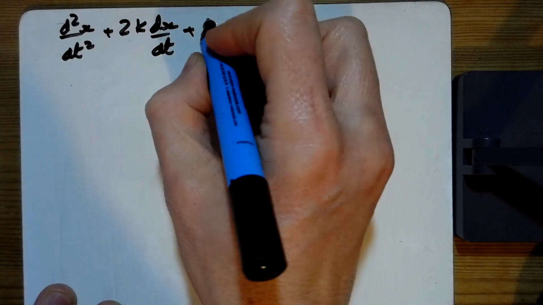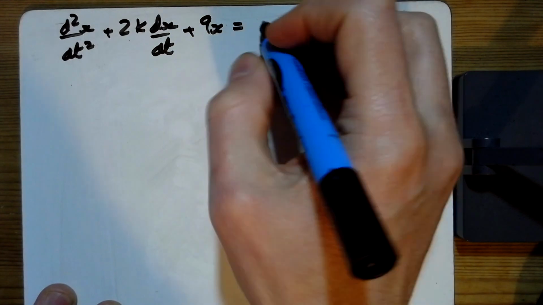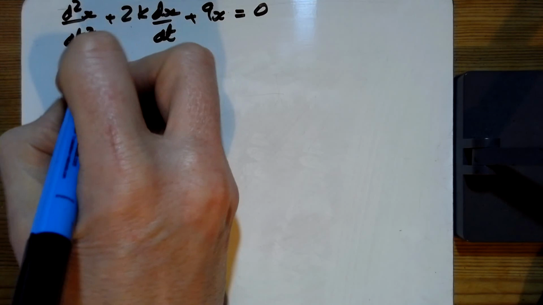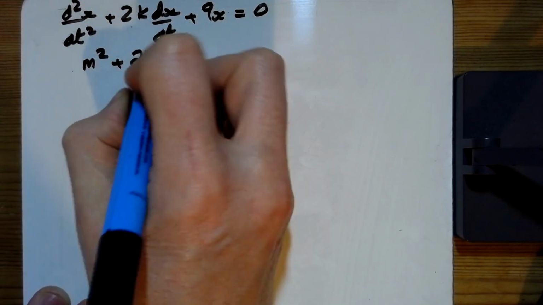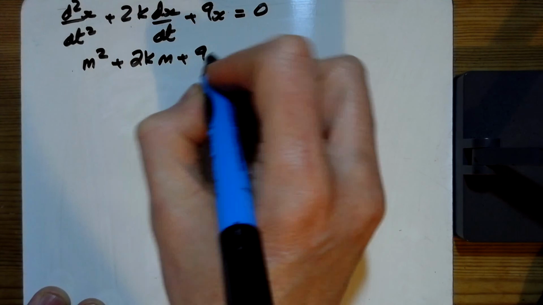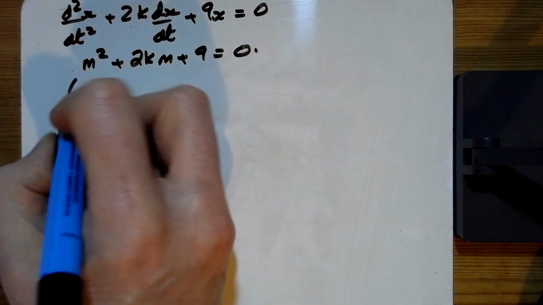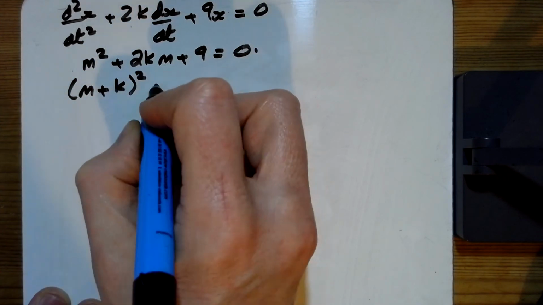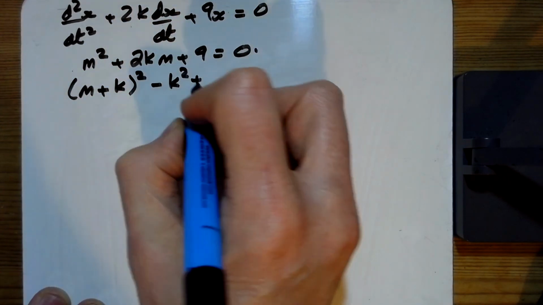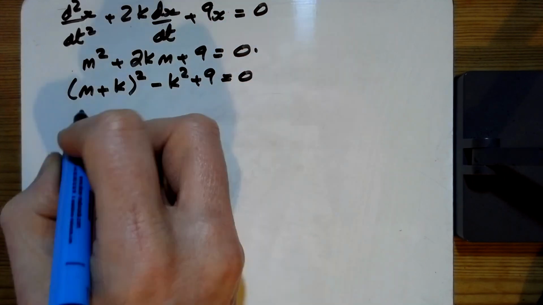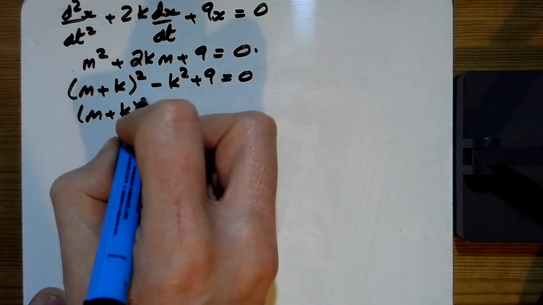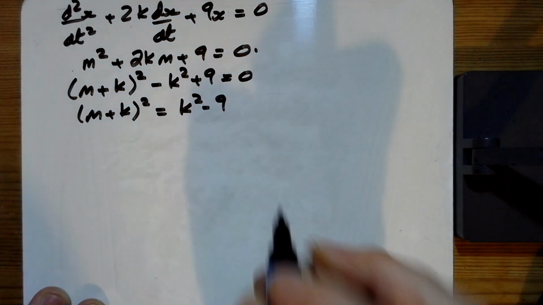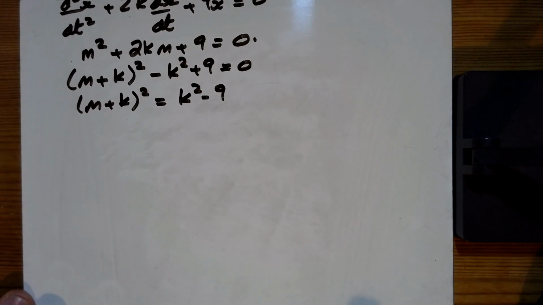So question 5, I guess we're going to have the 3 different versions of this, aren't we? I switched it to dx by dt just to be awkward as well. So this is my auxiliary equation. I'm going to complete the square for that. So I get (m plus k) all squared minus k squared plus 9 equals 0. So we get (m plus k) all squared equals k squared minus 9. So that helps us decide what it's going to be, doesn't it?